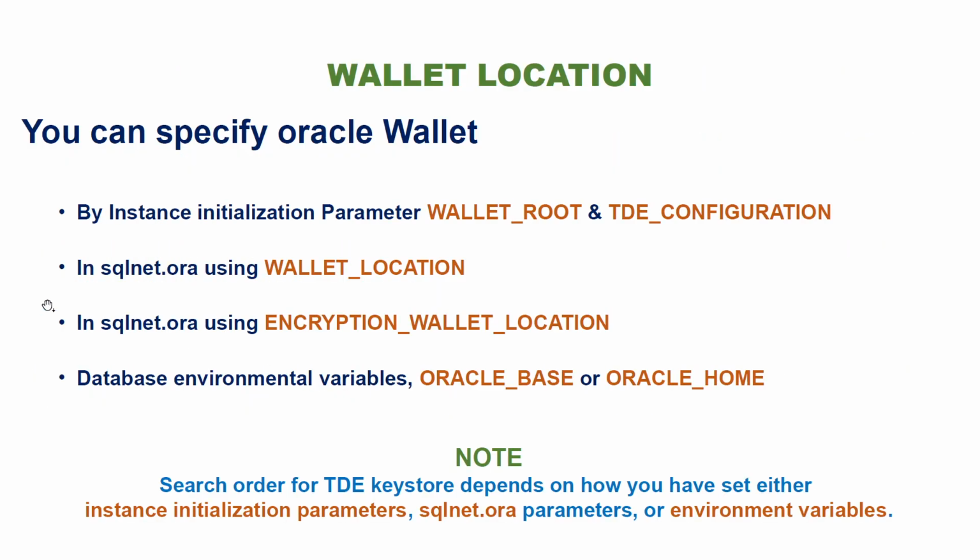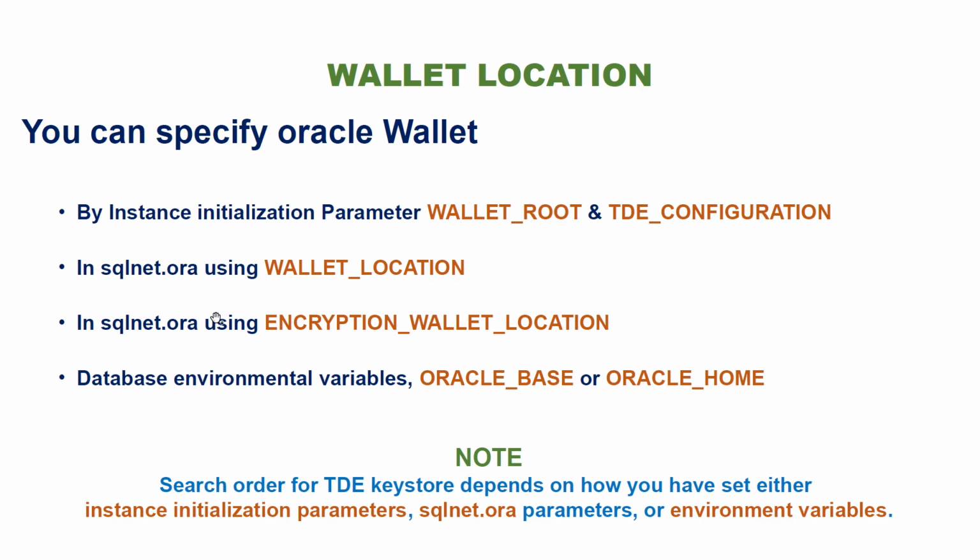Now, these are some of the things that I would like to highlight. So wallet location, where you can store your wallet. You can store your wallet location information based on the two instance initialization parameters WALLET_ROOT and TDE_CONFIGURATION, or you can use the sqlnet.ora parameter called WALLET_LOCATION, or you can use the sqlnet.ora parameter called ENCRYPTION_WALLET_LOCATION, or the Oracle database will derive the location based on the database environment variables ORACLE_BASE or ORACLE_HOME.